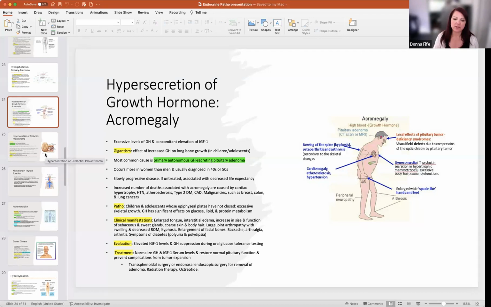Evaluation: elevated IGF-1 levels and GH suppression during oral glucose tolerance testing. Treatment is to normalize the growth hormone and IGF-1 serum levels, restore normal pituitary function, and prevent complications from tumor expansion. Options include transsphenoidal surgery or endonasal endoscopic surgery for removal of the adenoma, or the patient may have radiation therapy or treatment with octreotide.